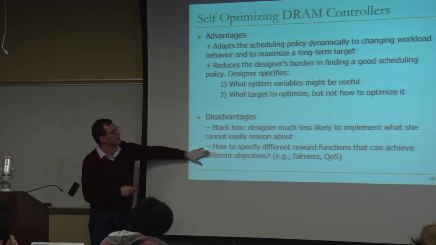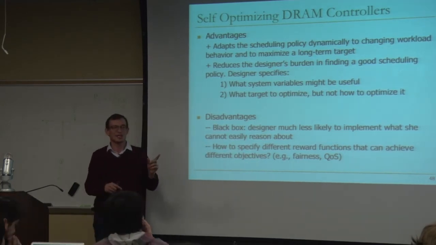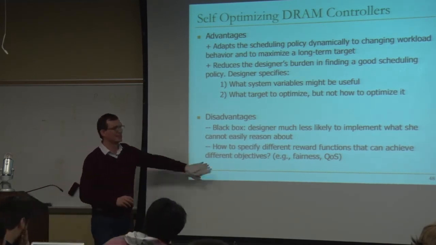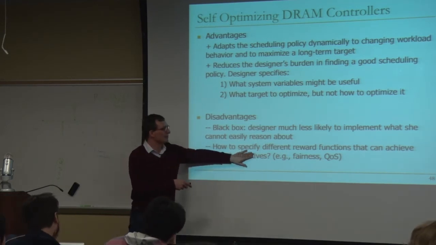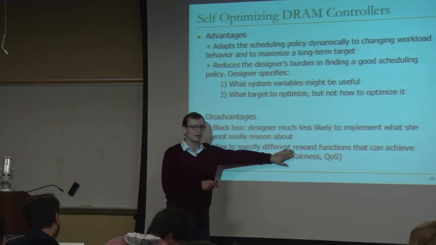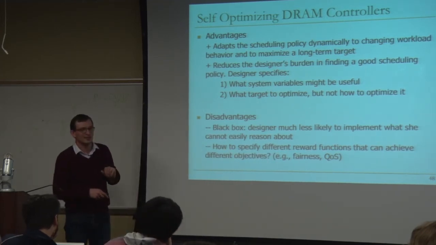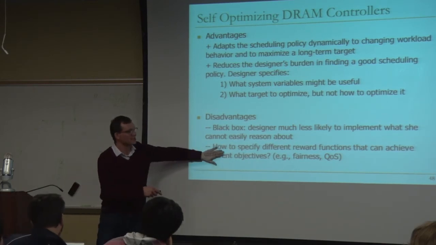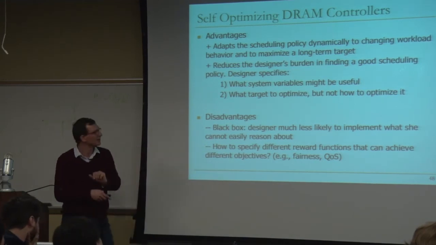The other disadvantage is how do you actually specify reward functions that can achieve different objectives? Data bus utilization is a simple objective, right? Whenever you utilize the data bus, great. That's what you would like to do. You want to transfer something. But what about fairness? What about quality of service? How do you actually incorporate these different reward functions into something like this? And this turns out to be not so easy to do because you need to somehow formalize this, and you need to add a reward based on a target.